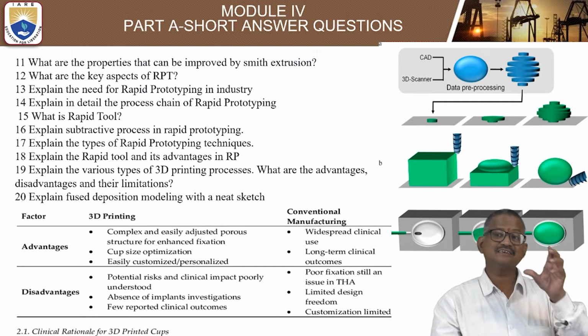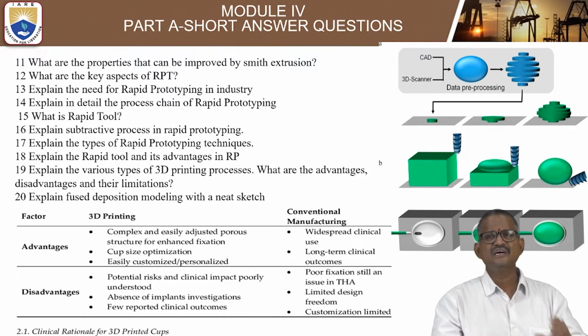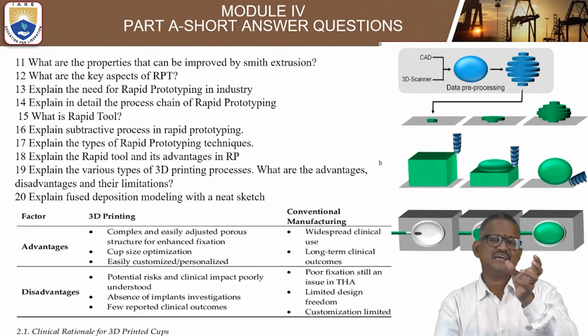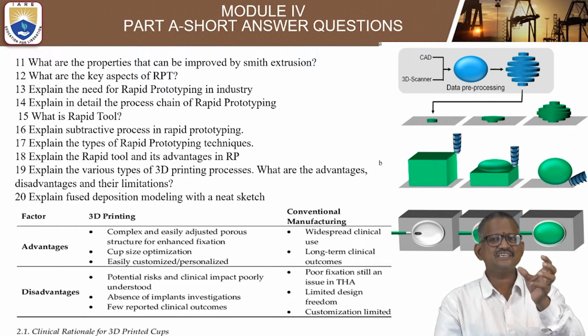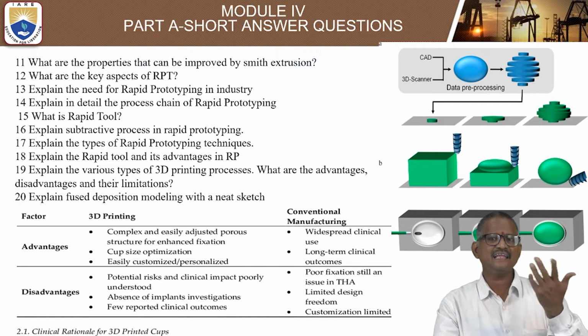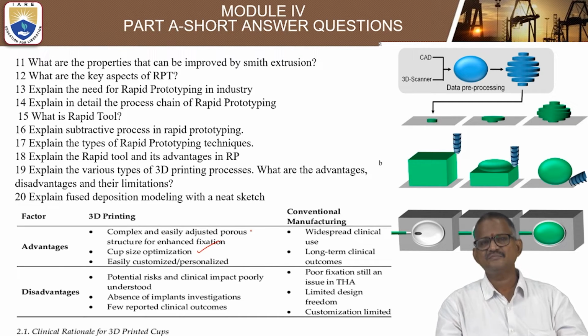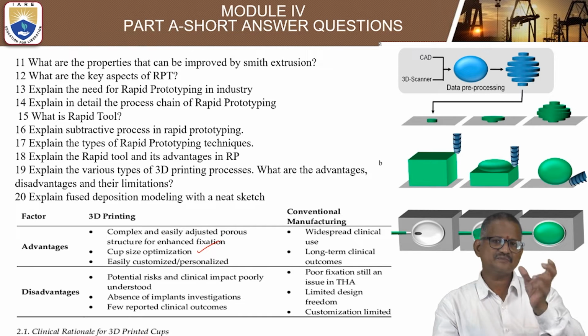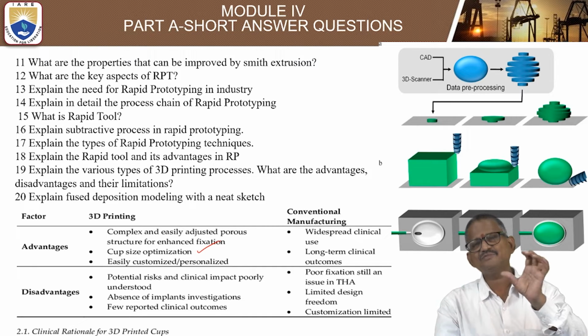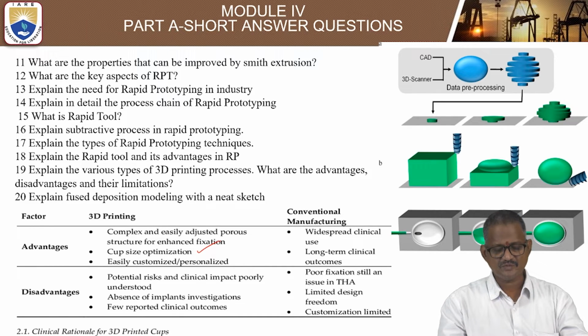The major advantages of the conventional manufacturing process are widespread critical use, and long-term clinical outcomes may be obtained. Whereas in 3D printing or rapid prototyping, any complex or different design components can be easily adjusted, with porous structure in nature. It can also be enhanced by fixation, size optimization can be developed in 3D printing, and it is easily customized to whatever the customer requires.